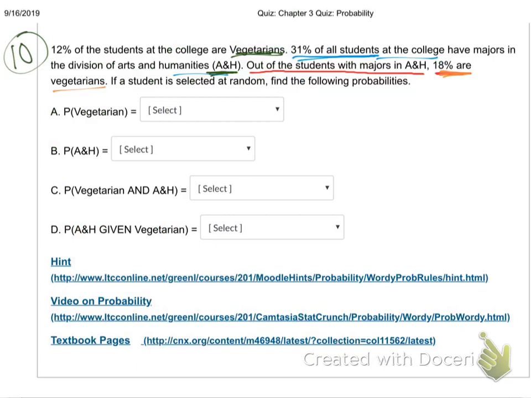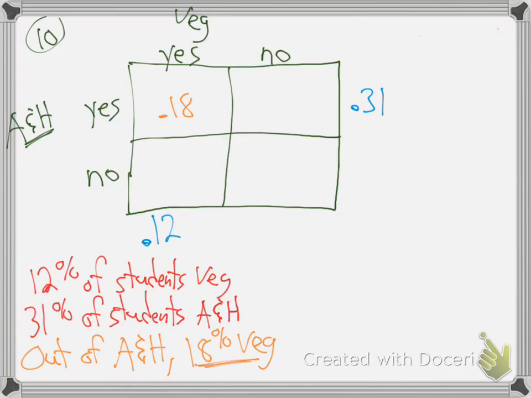Whereas on number 10, the first two, 31% of all students and 12% of the students, those are out of the whole population. But the third one, that 18%, that's out of the arts and humanities people. So I need to take 18%, let me rewrite it this way. 18% of arts and humanities are vegetarians. That's the same sentence said in a more helpful way. Do you see that's what they're saying? 18% of the arts and humanities people are vegetarians.